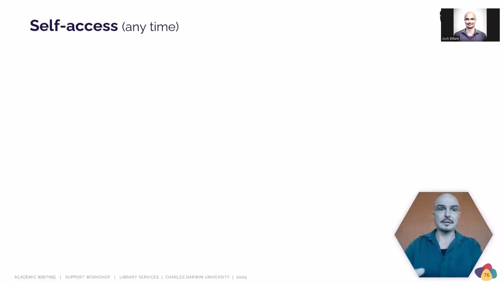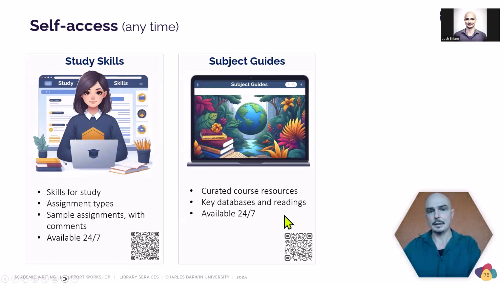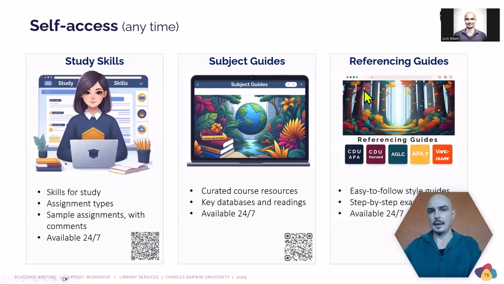I'd also like to plug some of CDU's support resources. You can access our study skills site at any time for assignment help. There's a vast resource of materials there. If you haven't looked at your subject guides, the librarians have put together a bunch of readings and resources that are related to your subject. Check that out. And if you haven't seen the referencing guide, the appropriate referencing guide for the style that you're using, go and do that.